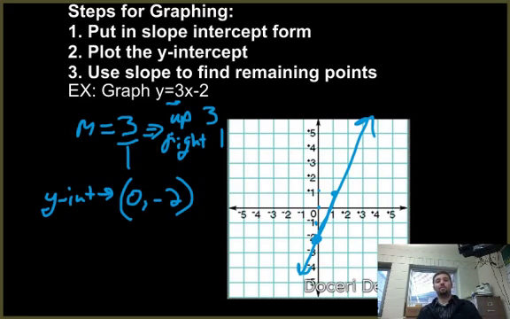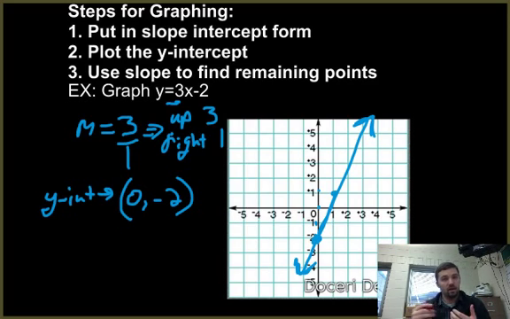And connect the dots. Now your book says to find 2 more points than just the y-intercept. I don't know why, so don't worry about it. Find 2 points, connect the dots, and that's your line. Notice the arrowheads indicating that the line goes on forever. That's an example where we're given something in slope-intercept form.